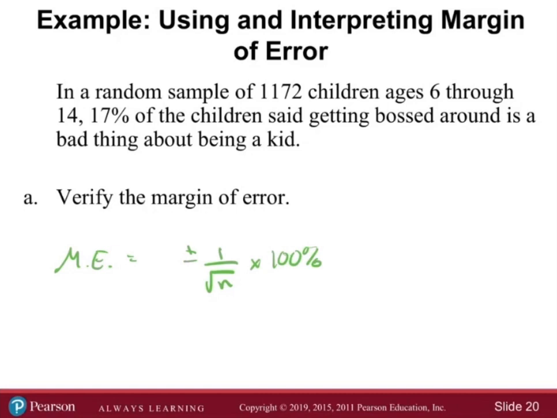So it looks like all we need is n, which is 1172. So it looks like our margin of error, we could say plus or minus 1 over the square root of 1172 times 100%. I guess I need to use my calculator.